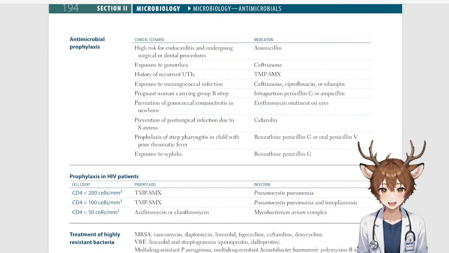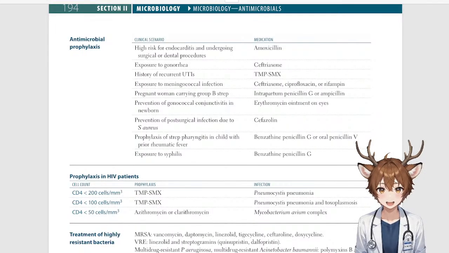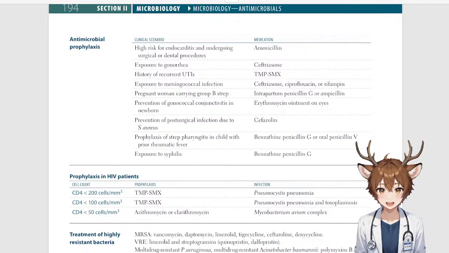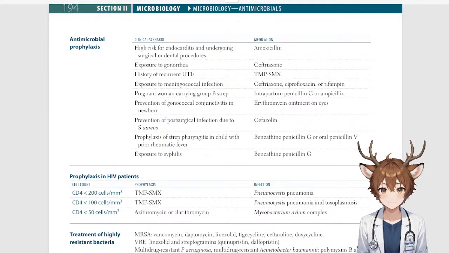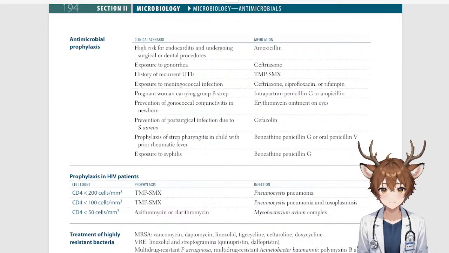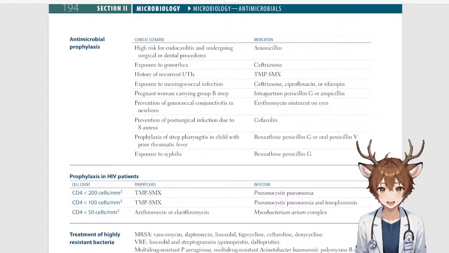High risk for infective endocarditis and undergoing surgical or dental procedures. What do you do? Give them amoxicillin. History of recurrent UTIs. What do you give them? Bactrim. What about malaria prophylaxis for travelers? What can you do? Atovaquone-proguanil, mefloquine, doxycycline, primaquine, or chloroquine for areas with sensitive species.